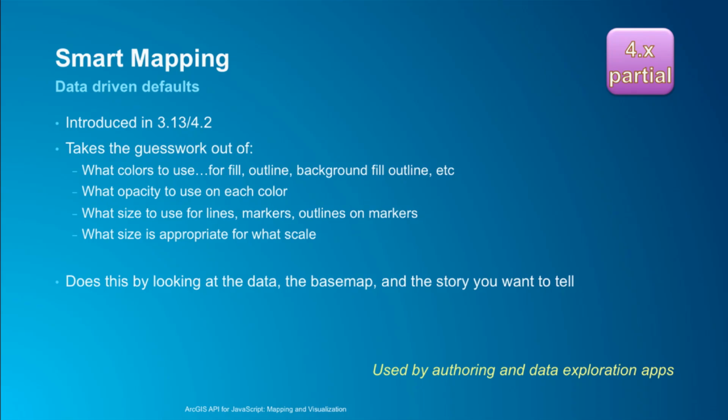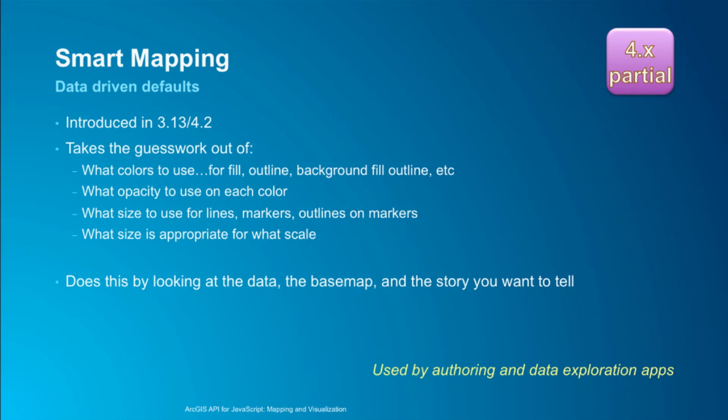And same goes with opacities and the sizes for lines. We've seen a lot of maps where the outline of the feature tends to dominate and take away from the actual visualization going on, and so smart mapping gives an optimal outline size that puts it in the background, so it's there and it serves its purpose, but it doesn't dominate.